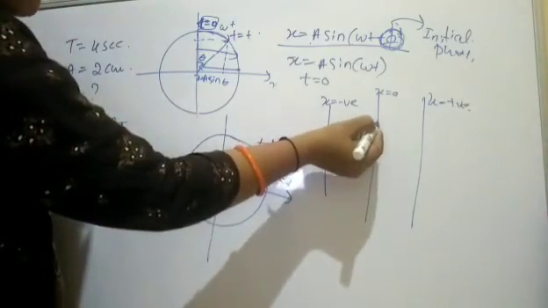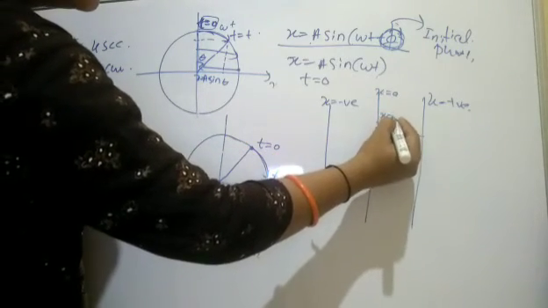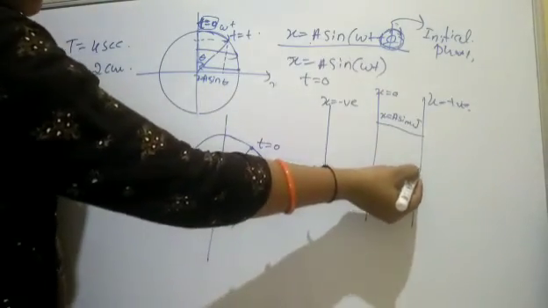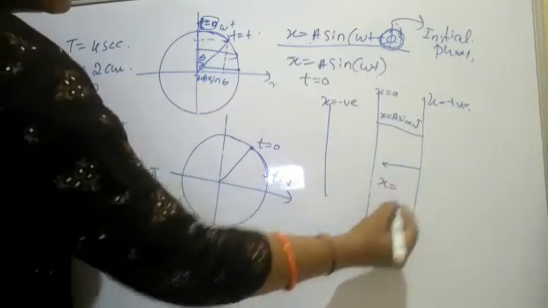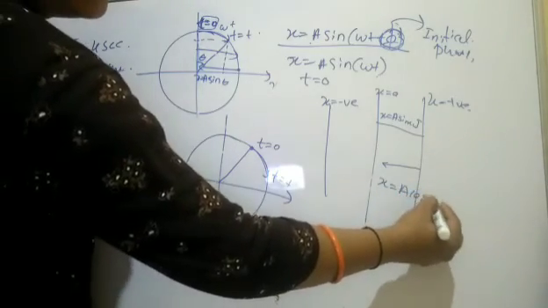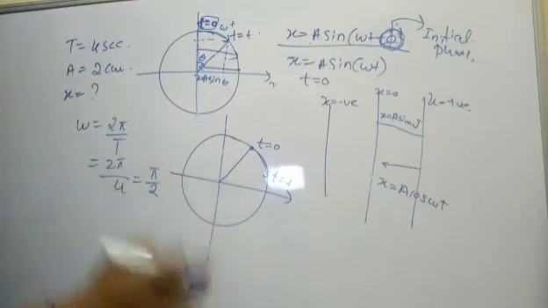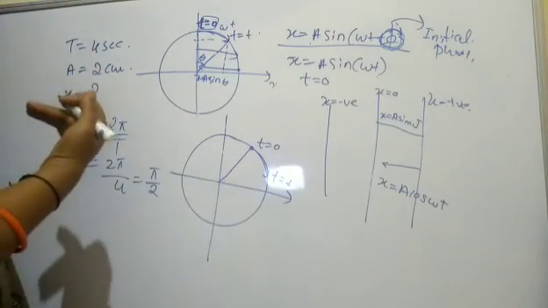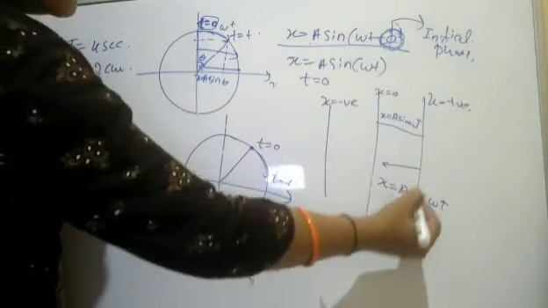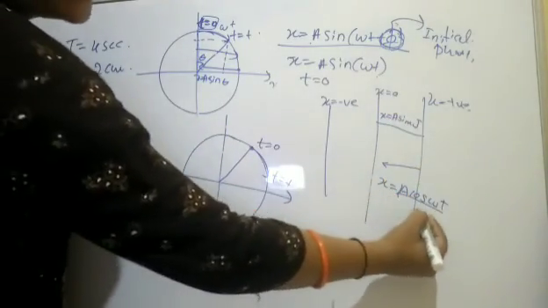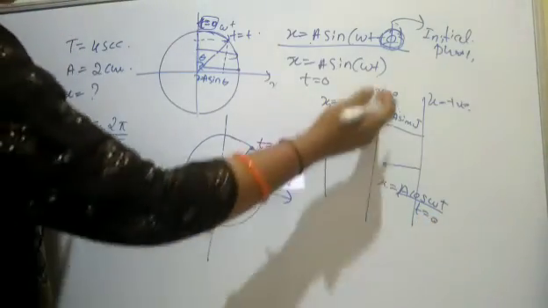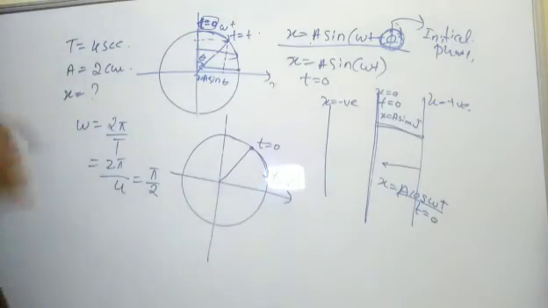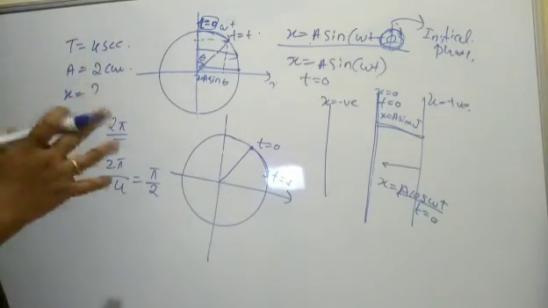If it is moving from the mean position to the extreme position, we have the equation x is equal to a sine omega t. When the particle is moving from extreme to mean, we have x is equal to a cos omega t, right? Similarly, t is equal to 0 is the point where it starts moving, whether from extreme or from mean position. This you need to understand properly.